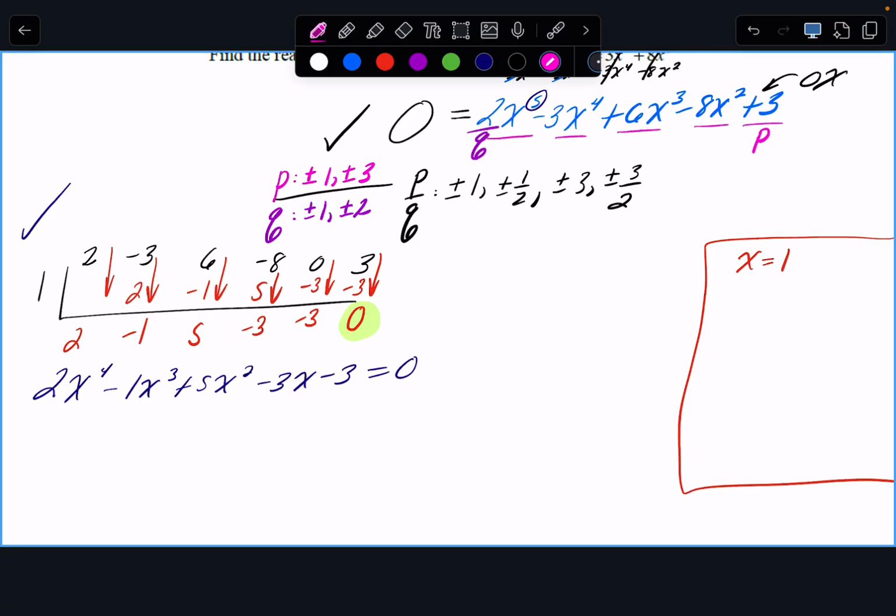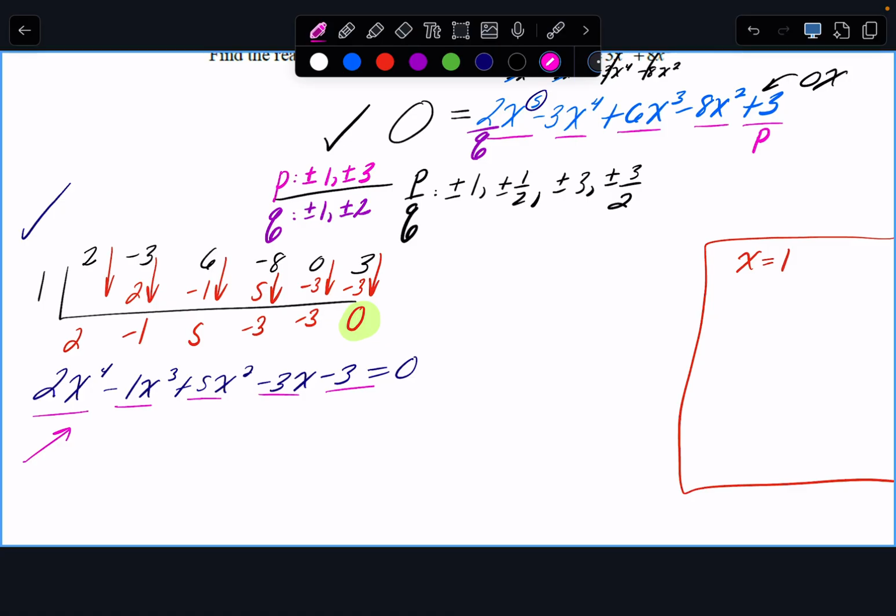Can we factor it? 1, 2, 3, 4, 5 terms. Nope, there's no method for 5 terms factoring. Okay, then we have to continue with p over q. We do not go back to the original coefficients. We're going to use that new polynomial's coefficients. Why? Because then we get it down smaller again and again and again, yeah?